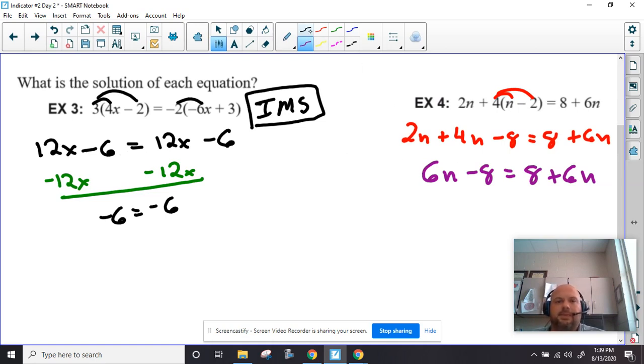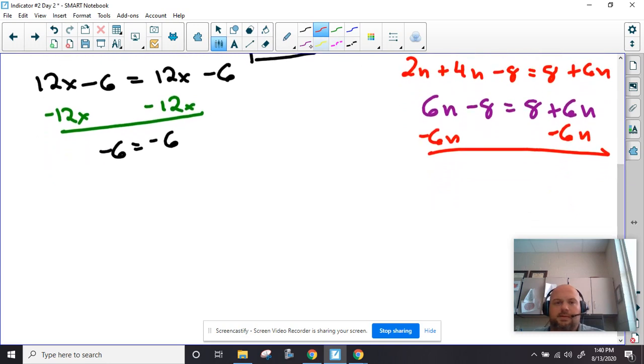When you move the 6n, you're going to end up with negative 8 equals 8. This is a false statement. That can't happen. This is when your answer is going to be no solution. So true statement, IMS. False statement, no solution.